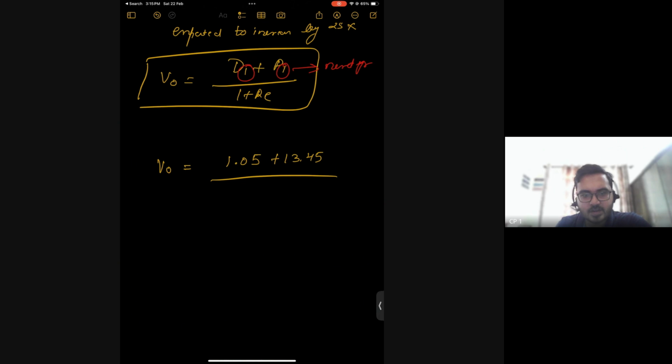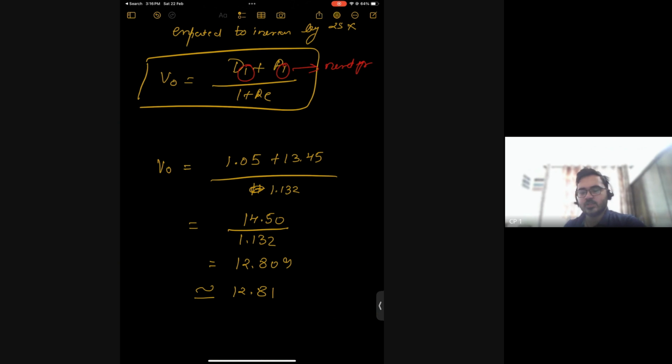And then you have the required rate of return at 13.2%. So you will do 1 plus, or let's just do 1.132. So it means your numerator is a total of 1.05 plus 13.45, which is 14.50. You divide it by 1.132, and the price comes to 12.809, or you can roughly call it 12.81, as the price for the next year which this stock is going to have.